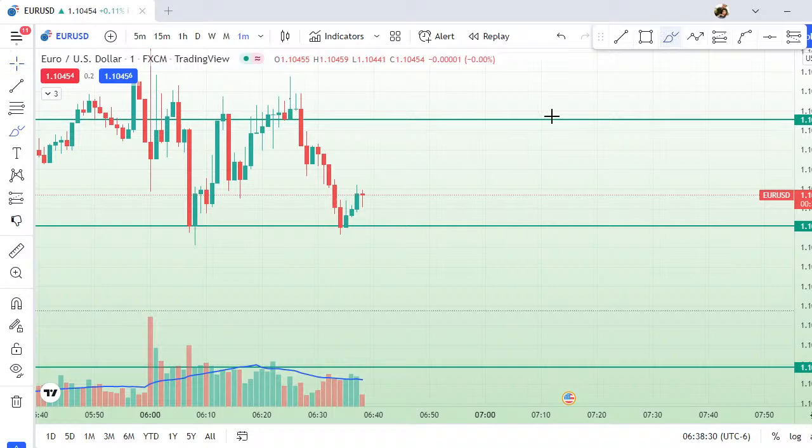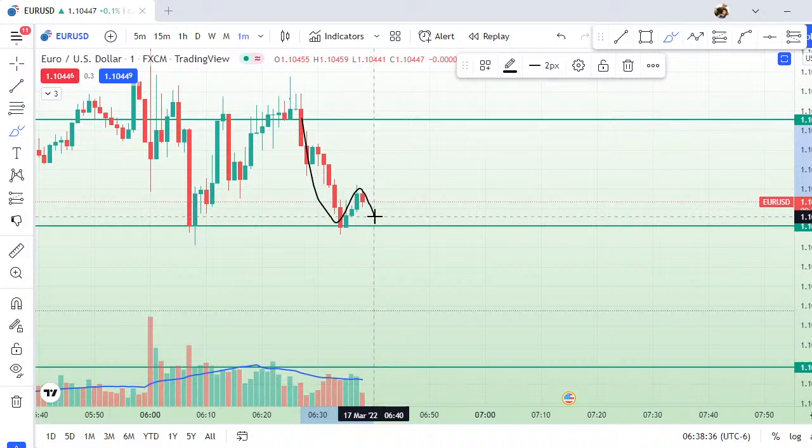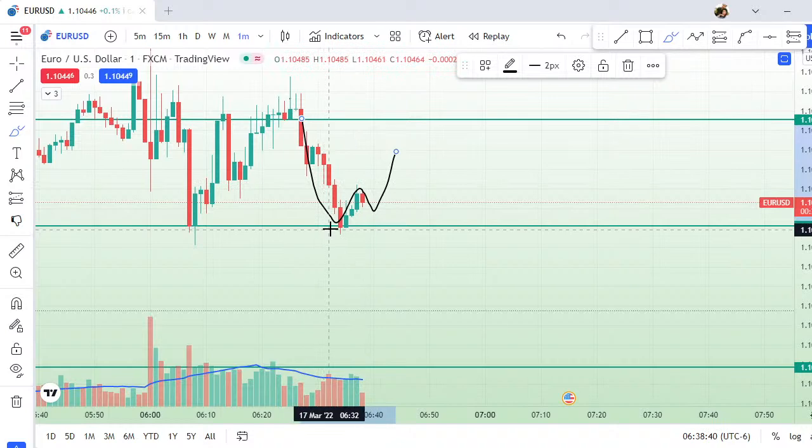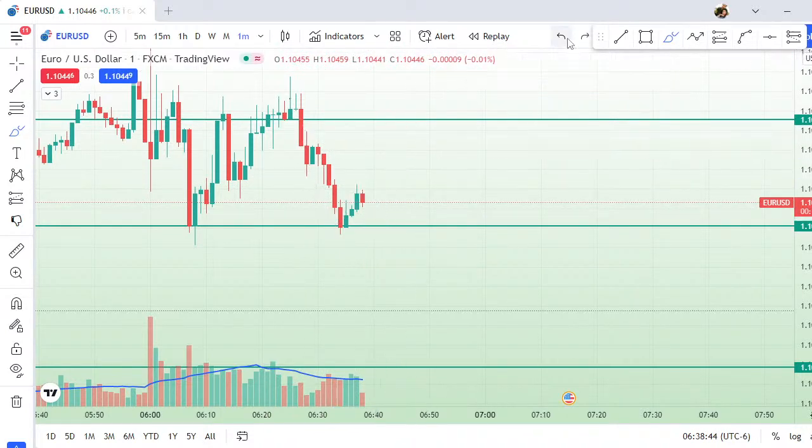Now, like I said before, I'm waiting for an M pattern, an inverted W. Inverted W is M, right? I want something like this, or it can be exactly like this, any style, but I need the price action to go long.